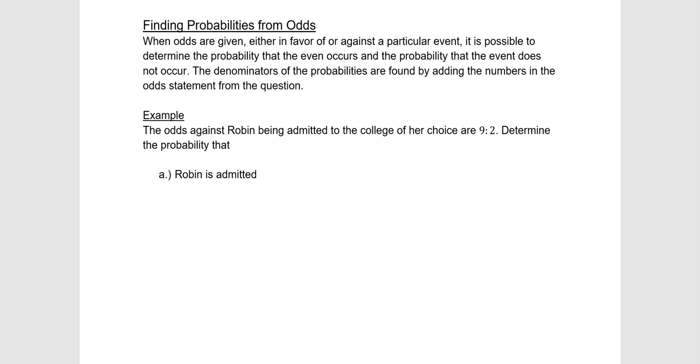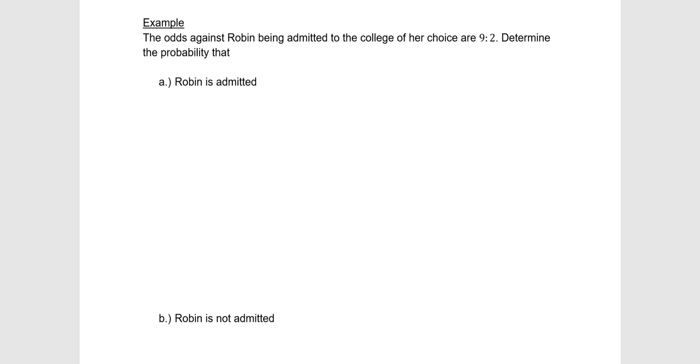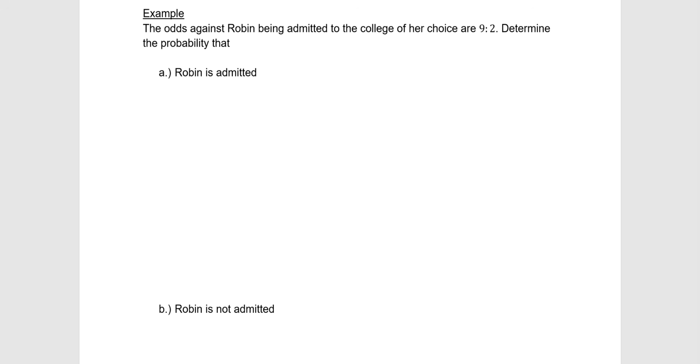For the last thing here, we can find probabilities when we're given the odds. When odds are given, either in favor of or against an event, it's possible to determine the probability that the event occurs and the probability that it does not occur. The denominators of the probabilities are found by adding the numerators in the odds statement from the question. Let's see what that means in an example. For example, the odds against Robin being admitted to the college are 9 to 2. We want to determine the probability that Robin is admitted.